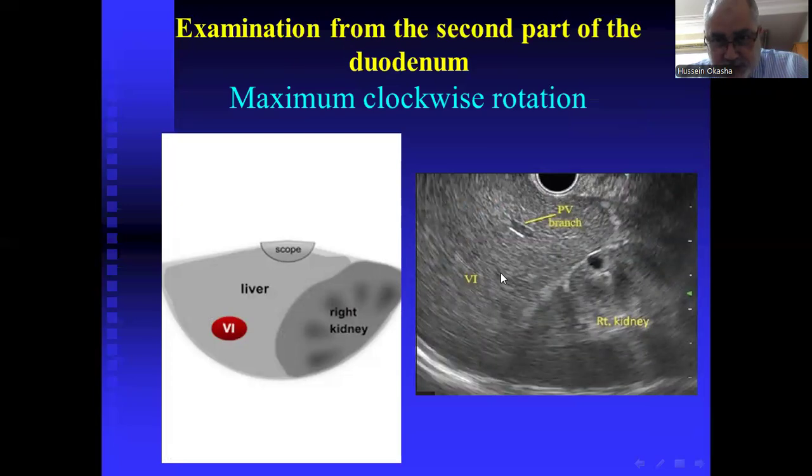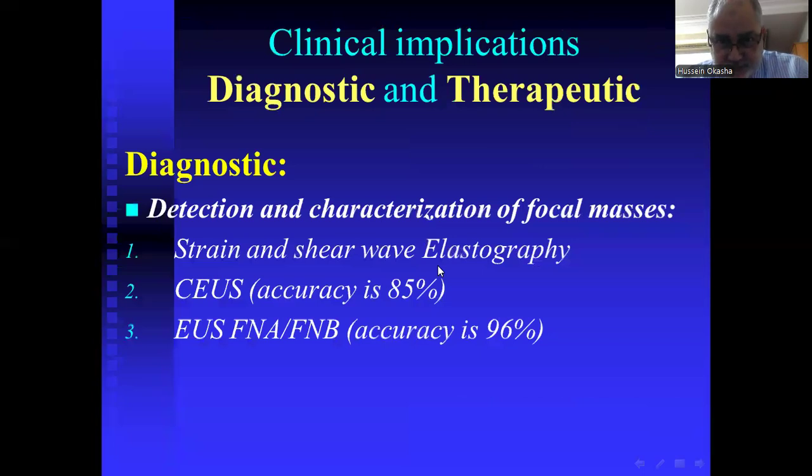When we go to the second part of the duodenum and clockwise rotation opposite to the papilla, then we can see the right kidney, and the segment of the liver at the level of the right kidney is segment 6.